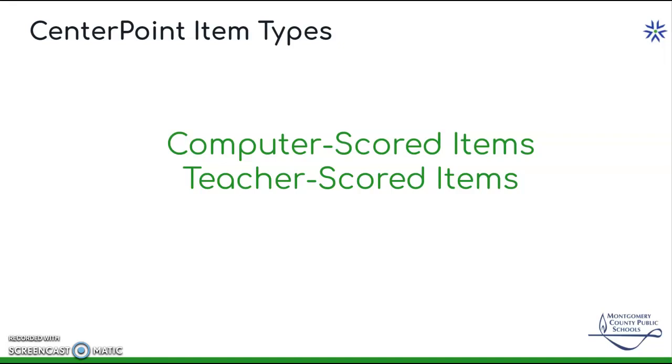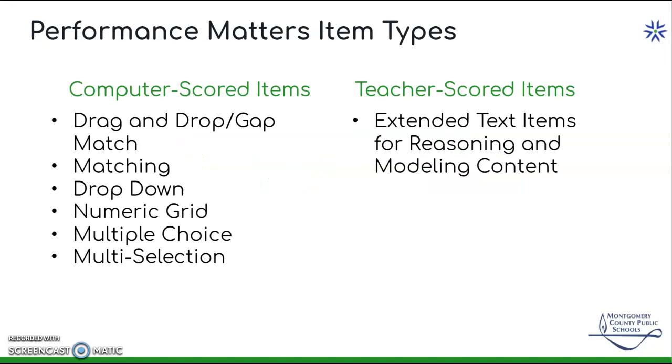We still have teacher-scored items, like the reasoning and modeling items that come with an item-specific rubric and a student sample response, each of which are viewable and scored by the teacher in Performance Matters. For the most part, we use a common set of item types: drag and drop or gap match, matching, drop down, numeric grid, multiple choice, and multi-selection. The teacher scored items will have extended text items for reasoning and modeling content.